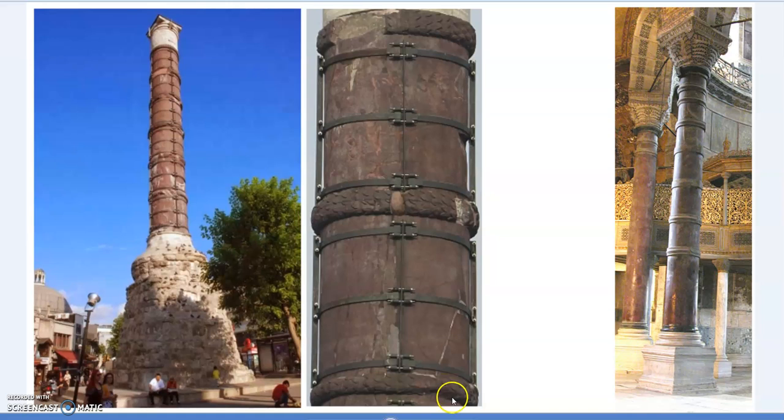Now, these are in Constantinople. Again, we can find them in the Pantheon and many other places, these porphyry single piece columns. You get an idea of the size of this column. This is the column of Constantinople.